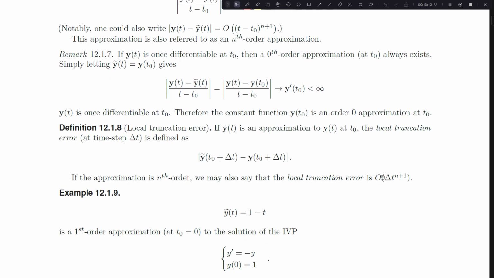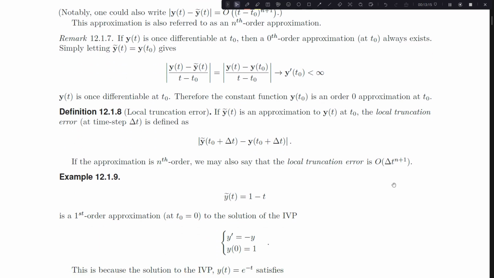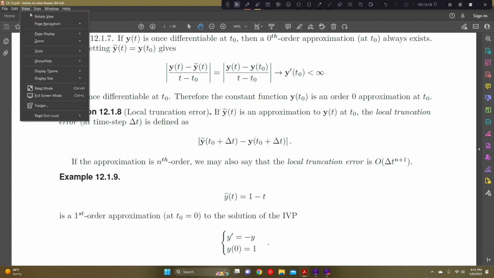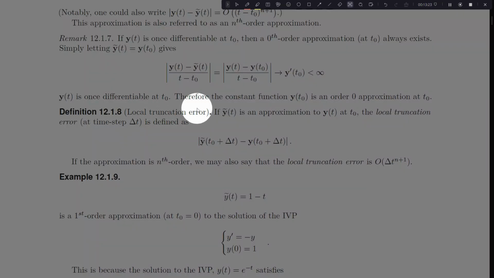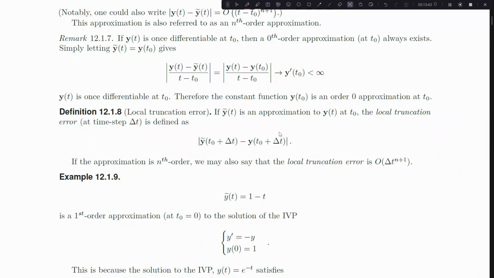So the local truncation error is not necessarily defined by big O notation, but it can kind of be related to big O notation. We'll use the term local truncation error of some time step delta t, and that's just going to be the approximating function shifted by delta t. I'm looking at delta t times in the future from wherever I've started, and I'm subtracting the value of my true function at delta t times in the future.